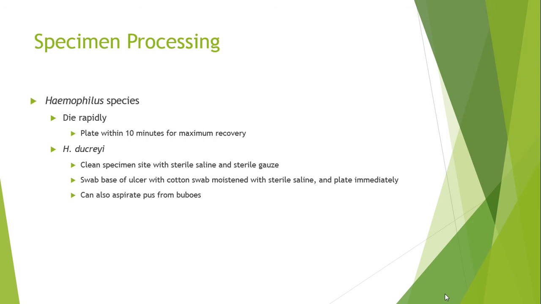Now, Haemophilus ducreyi, you do want to clean the site, and you want to swab the base of the ulcer, which is in the center of the ulcer. Usually, when you swab lesions, you get the spreading edge, the outer edge. That's where the infection is fresh. The inside is where there's a lot of dead white cells and dead organisms. It's not a good place. But for Haemophilus, you want to get the center.